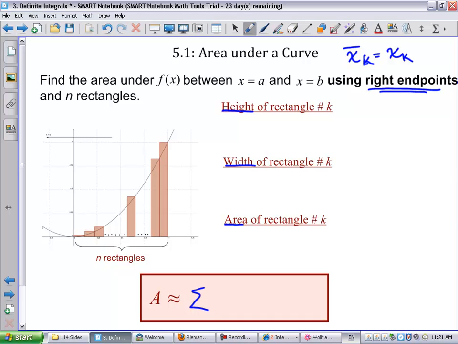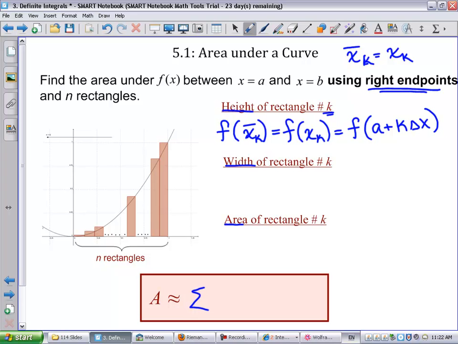Okay, so height of the rectangle. This was the harder one, remember? The height was supposed to be based on the function, so it's going to be f of something. The name of the point we plug in is always x bar, and then we put a sub k because it's rectangle number k. In this particular case, this was f of just the grid point, x sub k, and the formula for that grid point was a plus k delta x. So f of a plus k delta x is the height for rectangle number k. The width of rectangle number k was just delta x, and that was always b minus a over n.